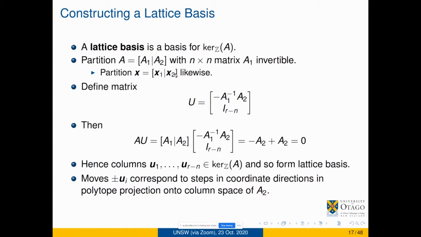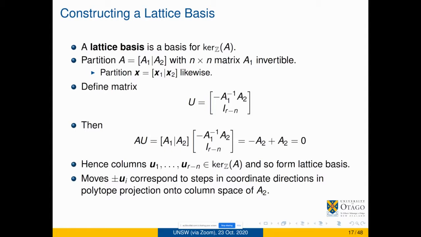And partition the x's likewise into x1, x2. And now define the matrix U as follows. We've got a block at the top, minus A1 inverse A2. At the bottom, we've got the identity matrix of dimension r minus n. Then it's trivial to show that A U is 0. So in other words, the columns of that matrix U that we've just created form a lattice basis. They'll move us around the integer kernel of A.